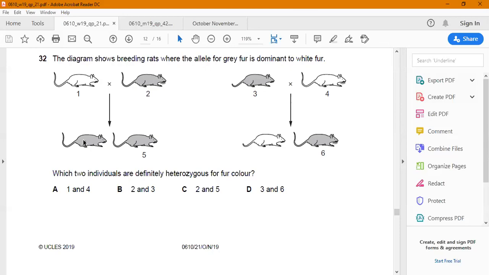But because you have gray and gray, it means that you can't have heterozygous here. The two that are definitely heterozygous will be 3 and 6, because out of these two, you could have a probability of it being heterozygous because you have a white and a gray. But because you have 2 gray here, this definitely cannot be heterozygous. Understand? Yes, miss. All right.